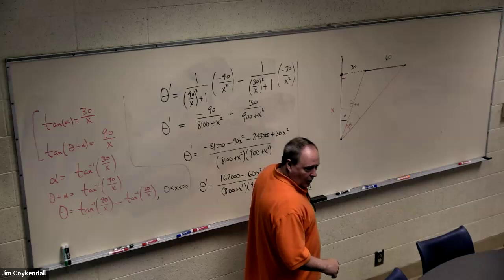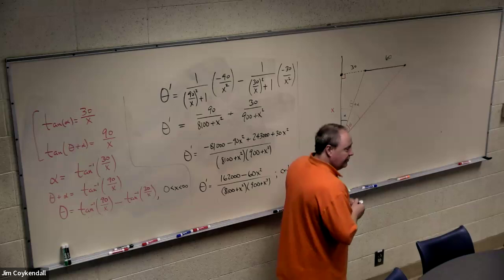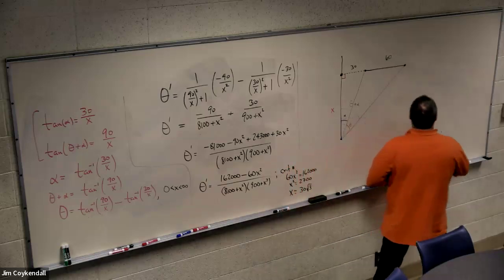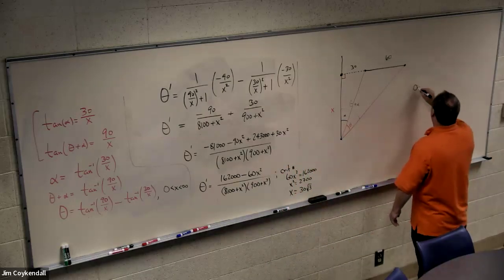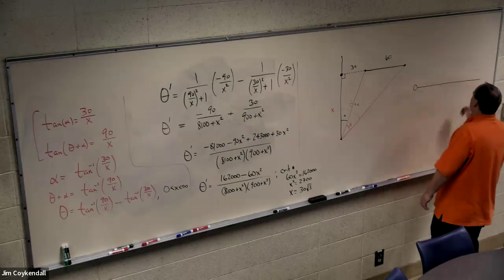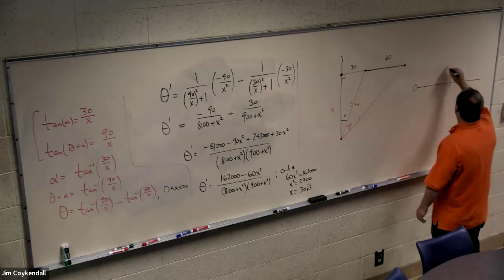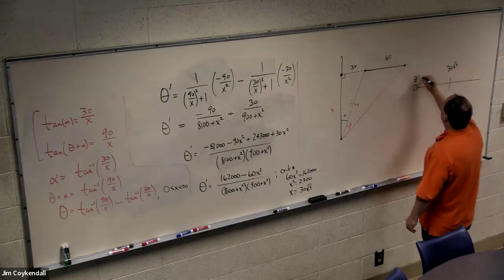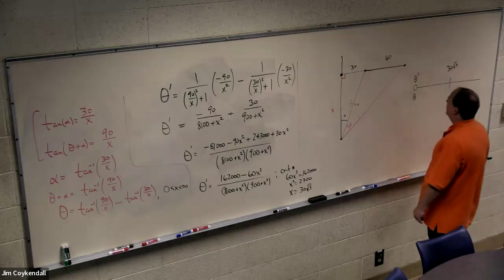Don't forget to check it. What if this makes a minimum, right? We want a maximum. You can verify that this makes an absolute maximum. So check this out. 0 is not in my range. I only got one critical number, and it's this 30 root 3. This is theta prime, theta.